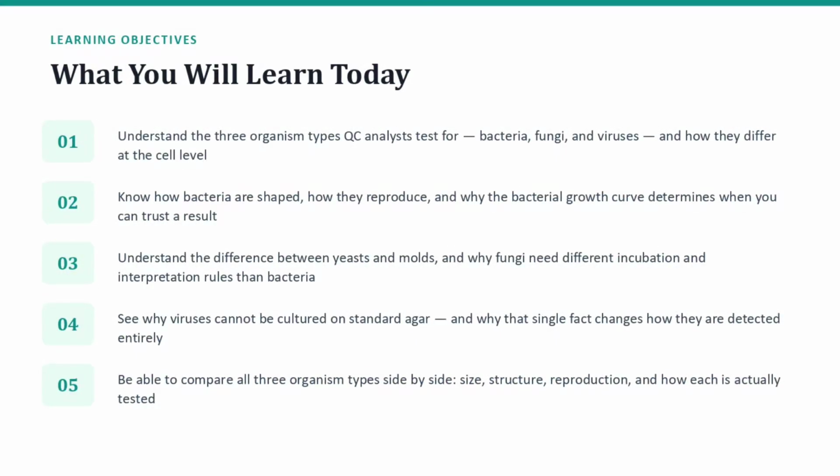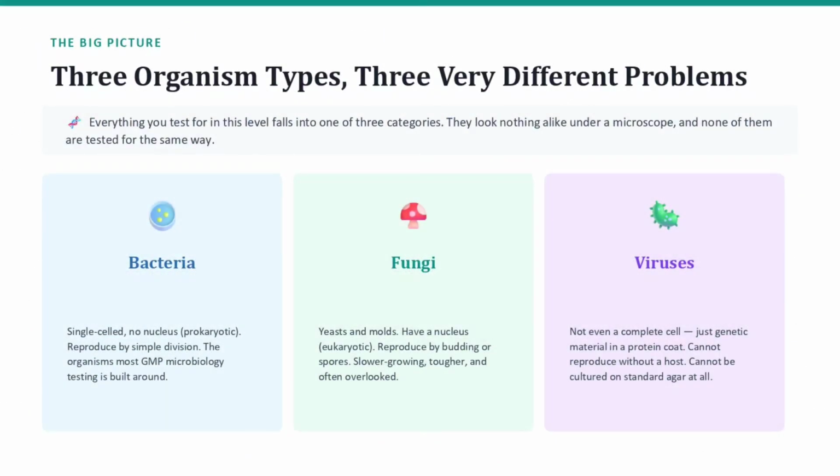Number 3, you will understand the difference between yeasts and molds, and why fungi need different incubation and interpretation rules than bacteria. Number 4, you will see why viruses cannot be cultured on standard agar, and why that single fact changes how they are detected entirely. Number 5, you will be able to compare all 3 organism types side by side: size, structure, reproduction, and how each one is actually tested.